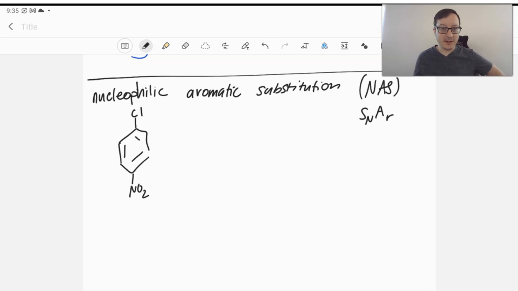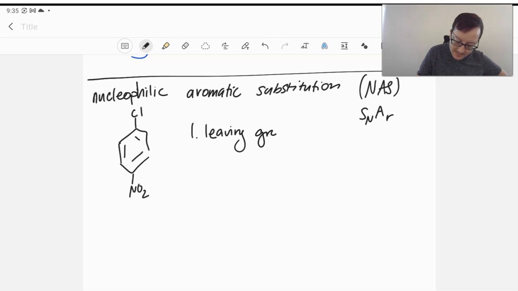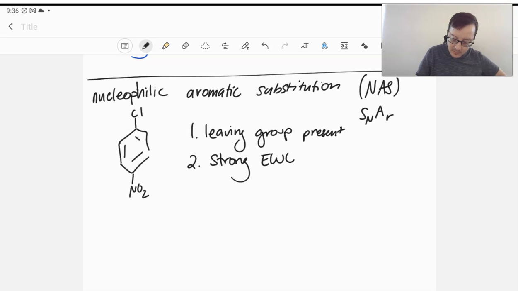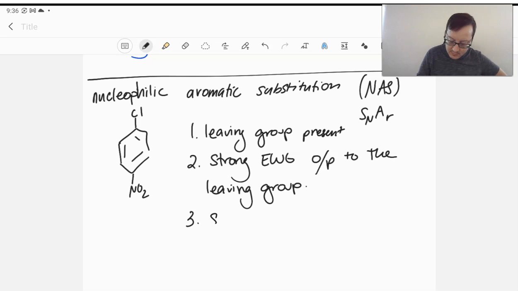And this reaction is actually a bit simpler than electrophilic aromatic substitution. In this reaction, we need a couple of things. First off, we need a leaving group to be present. Typically, this is a halide, although you may see other types of leaving groups as well. You'll also need a strong electron withdrawing group, ortho or para to the leaving group. And third, of course, you're going to need a strong nucleophile.